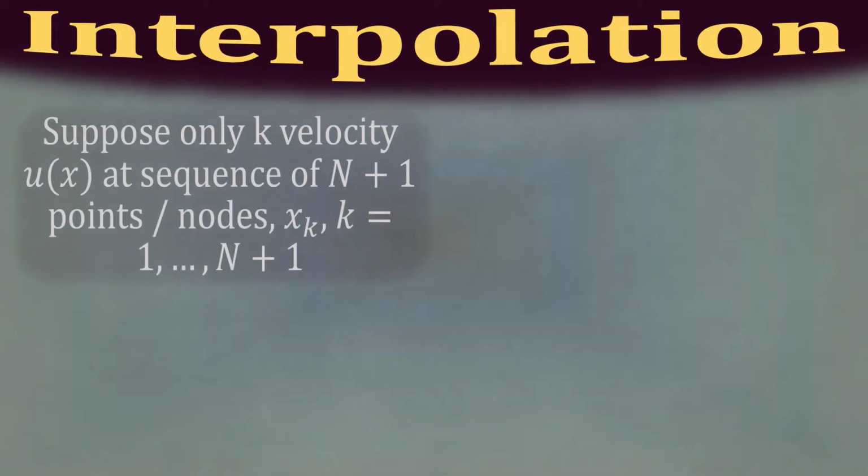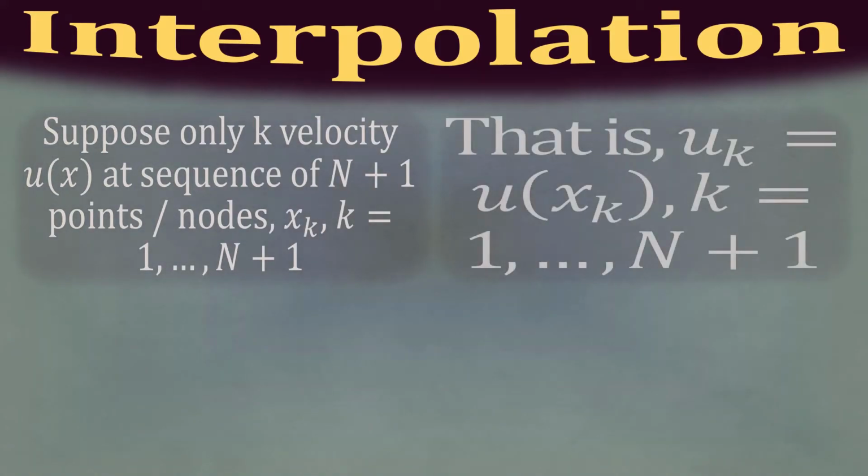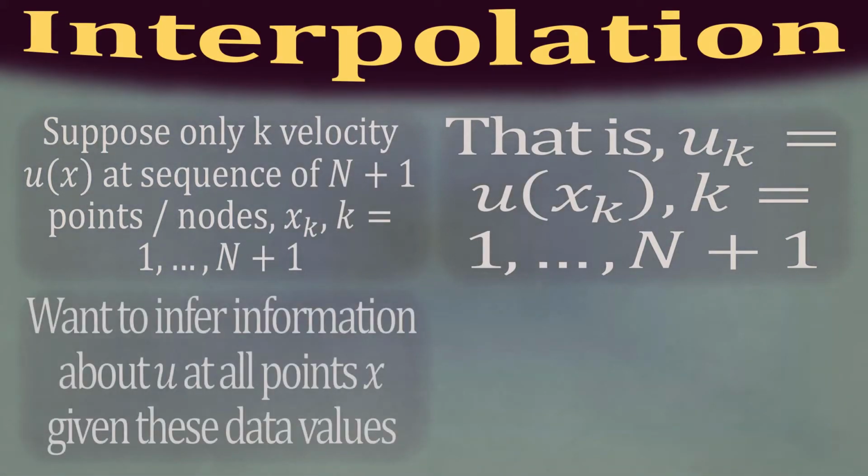Now let's state the problem of interpolation. Suppose we only know the velocity u(x) at a sequence of n plus 1 points or nodes x_k for k going from 1 to n plus 1. That is, we know u_k is equal to u(x_k) for k from 1 to n plus 1. We want to infer the information about u at all points of x given these data values.